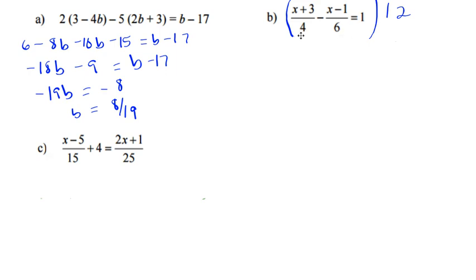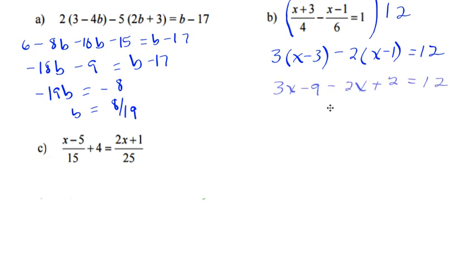So when we multiply this first fraction by 12, 4 goes into 12 3 times, so we can actually reduce and get 3 times the numerator. The second fraction, 6 goes into 12 twice, and then we multiply 2 times that numerator. And on the right hand side, there is no fraction to reduce, so we just multiply by 12. Now using our distributive property, we get this. Combining our like terms, we have x minus 7 equals 12, and solving, we get x equals 19.